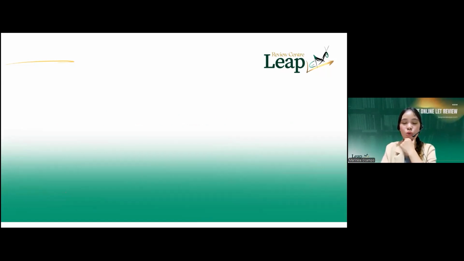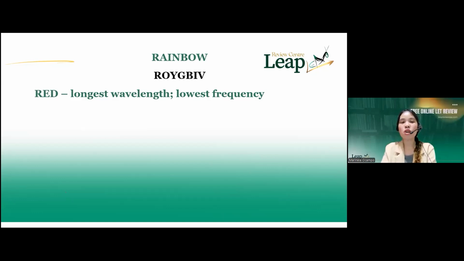That's according to physics. If you are to talk about the rainbow, which is actually part of the visible light spectrum, part of the electromagnetic spectrum, we have the acronym Roy-G-Biv. First and foremost, we have the red color. Please take note, guys, it is the color having the longest wavelength but lowest frequency. That is the reason why the most visible band in the rainbow is the red color.